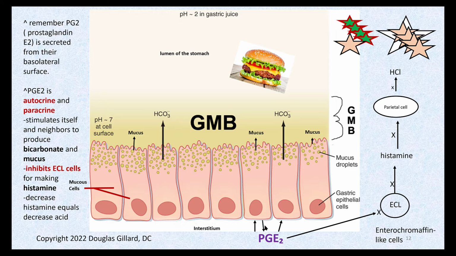PGE2 is also interesting because it has an autocrine function where it turns around and binds to itself, and it stimulates the cell to produce mucus and bicarbonate ion. So it also swims over to the next door neighbor and binds to it and stimulates it to produce mucus and bicarbonate ion. So therefore, PGE2 is autocrine and paracrine. Got it?